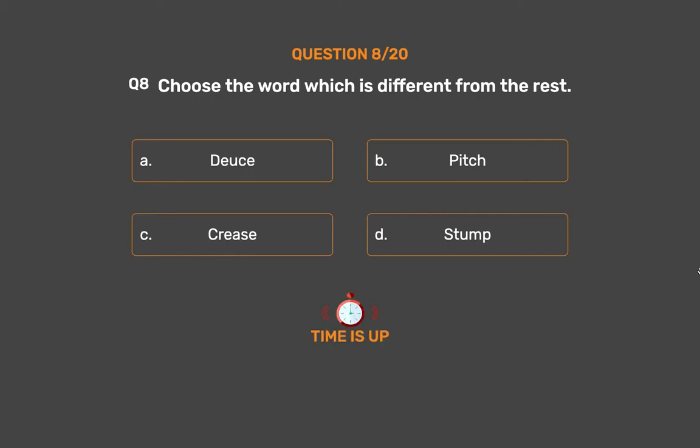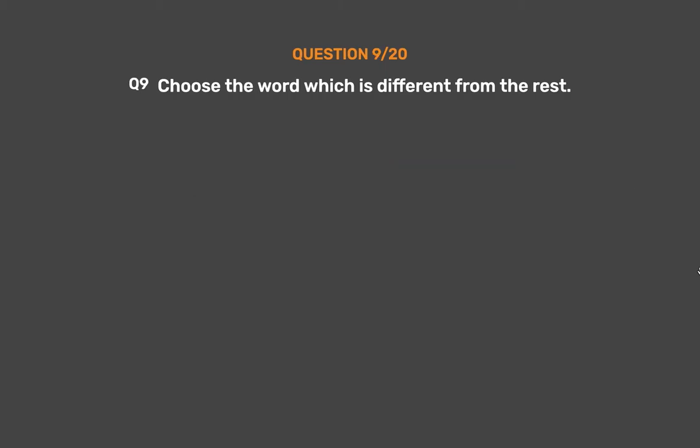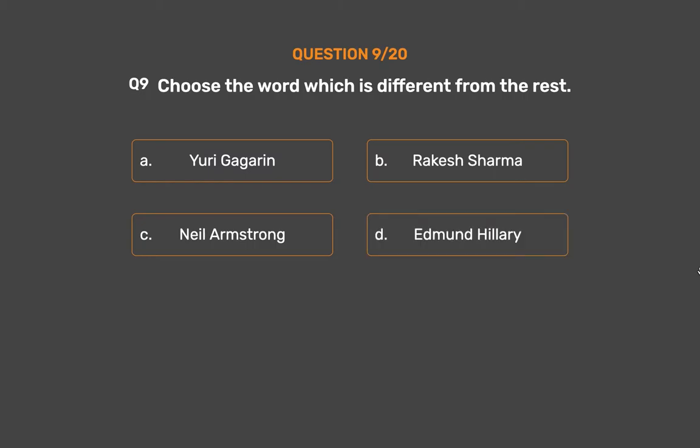The correct answer is Option A. Deuce. All except deuce are terms associated with cricket. Question number 9. Choose the word which is different from the rest. Option A. Yuri Gagarin. Option B. Rakesh Sharma. Option C. Neil Armstrong. Option D. Edmund Hillary.